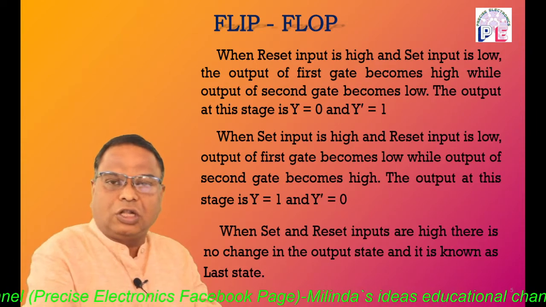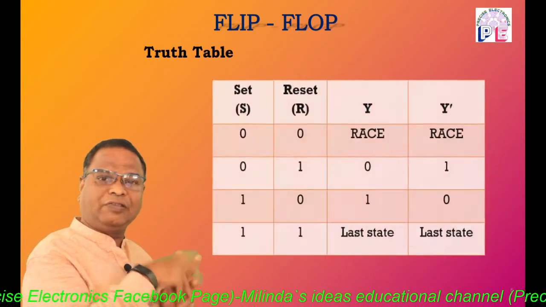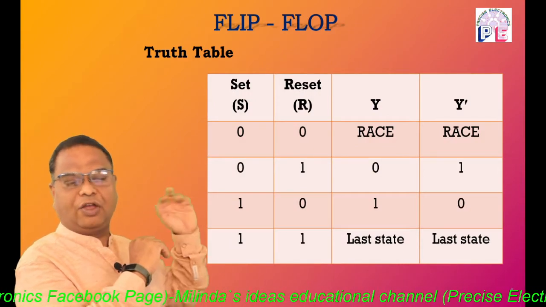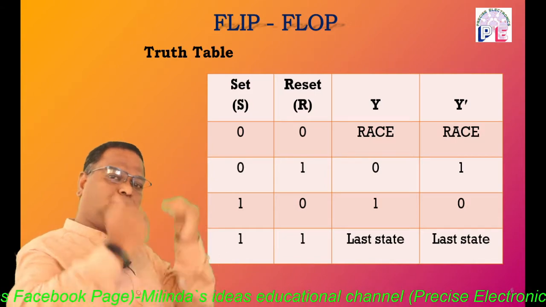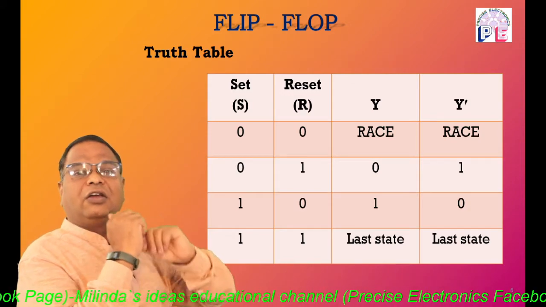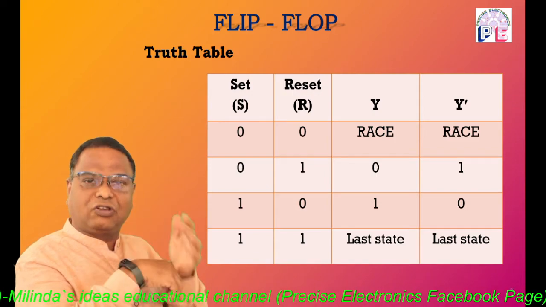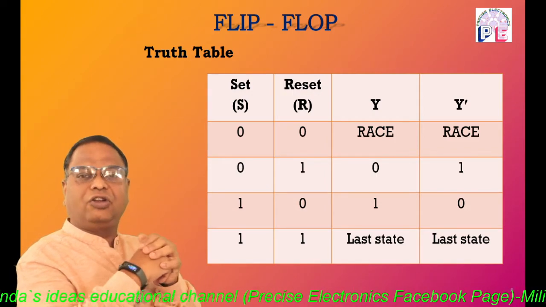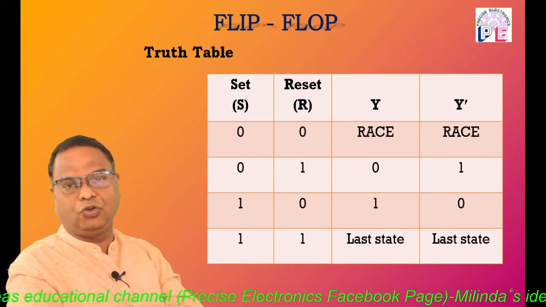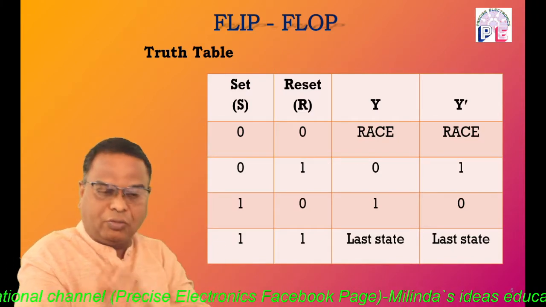So friends, now the truth table of the RS flip-flop is going to be displayed on the screen. In that truth table, there are two inputs, that is the set input and reset input, and the outputs are Y and Y complement. When both set and reset inputs are low, the flip-flop goes into the forbidden state. It is in a rest condition, or a forbidden condition. We are not able to predict the output state. So the word rest is used, or in some cases forbidden is used. So when both set and reset are low, the flip-flop is in rest mode, in forbidden mode.